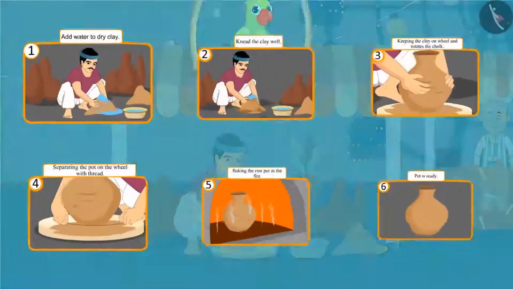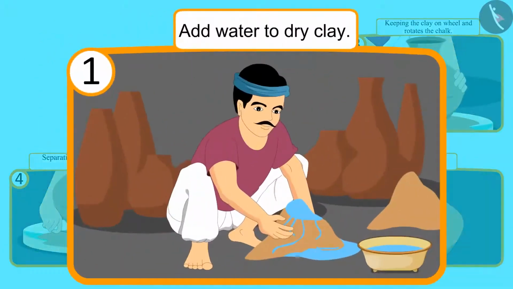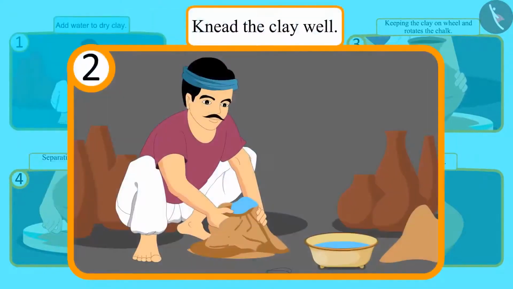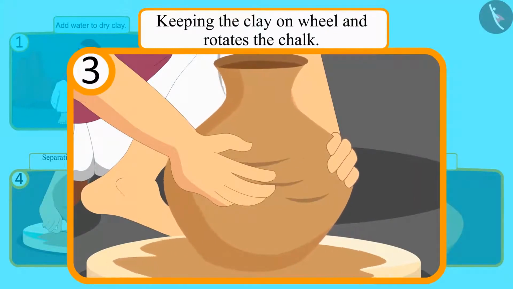First, the pot maker has poured water into the dry clay to make a pot. After adding water, he kneaded the clay well with his hands. After that, he keeps the clay on the wheel and rotates it. And then wetting his hands, rotating the wheel gives shape to the clay.